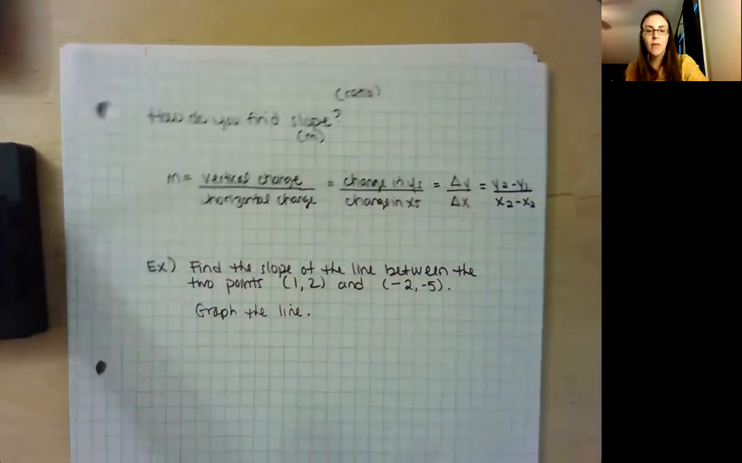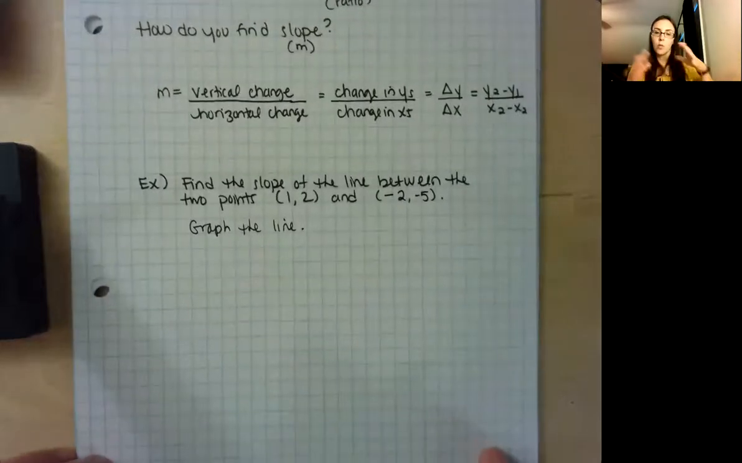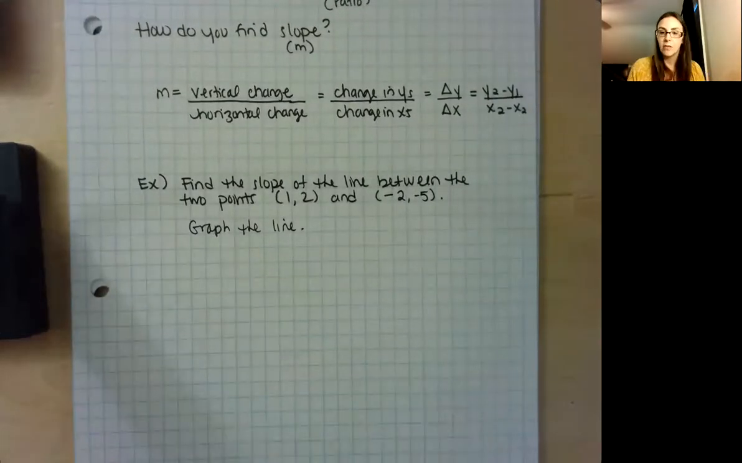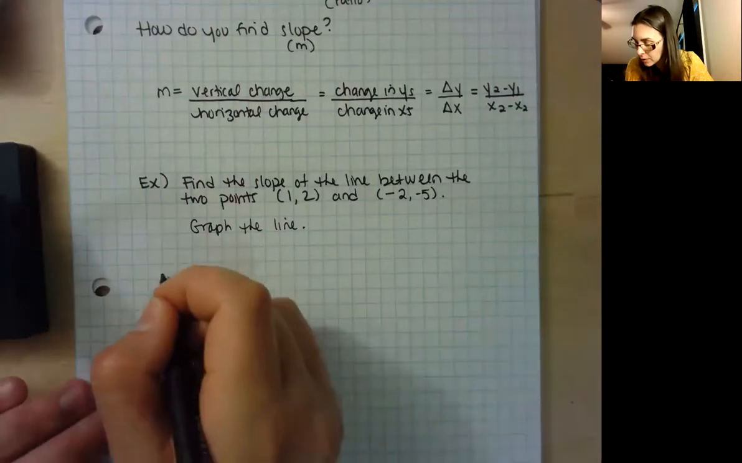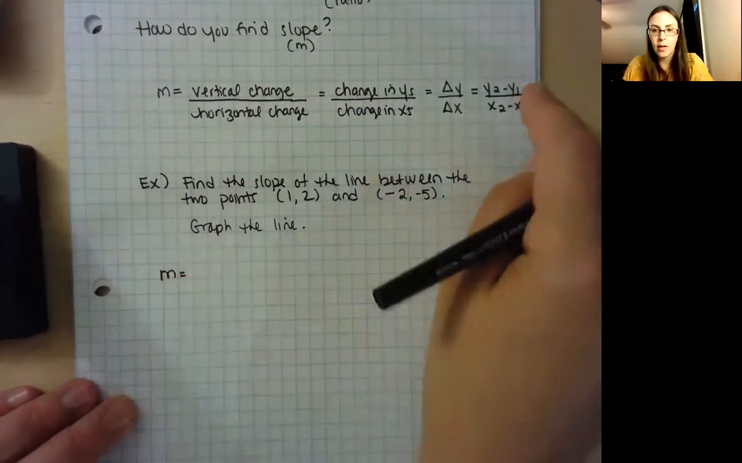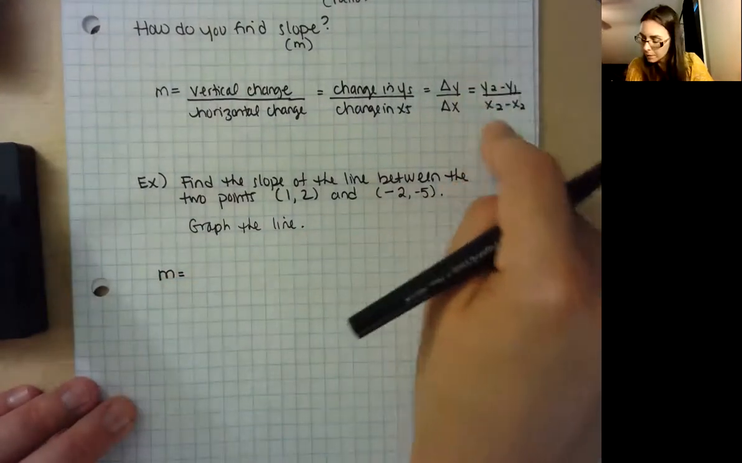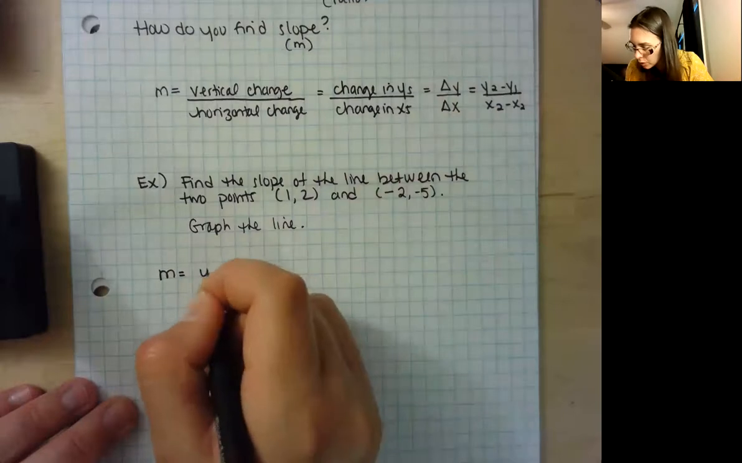So I want to find the slope of the line between the 2 points, (1, 2) and (-2, -5), and I also want to graph the line. So let's find the slope first. I'm going to use this formula here. This is a very common formula that we use, and I'm going to show you what it means.